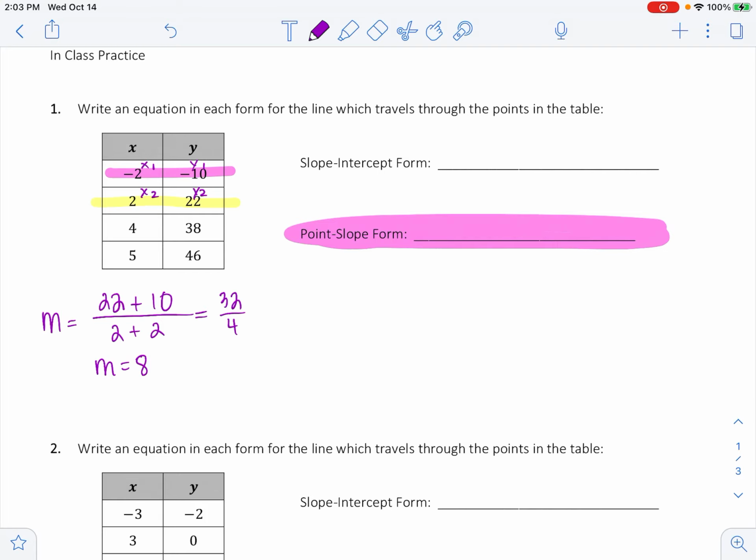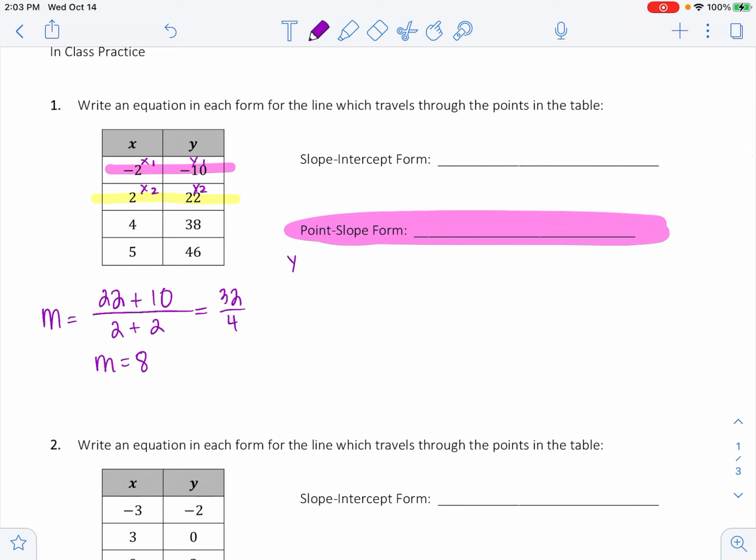Now that I have the slope, I can write in point-slope form. Point-slope form, remember, let's write it right underneath this here, is y minus y1 equals m times x minus x1. So let's write it. Y minus, and I said y1 was a negative 10. So instead of writing negative 10, I'm going to put plus 10 equals m, which I just got is 8, times x minus x1, which is a negative 2, so instead of writing a double negative, I'm going to write plus 2.